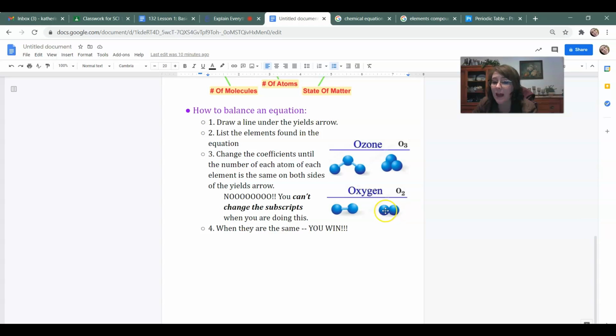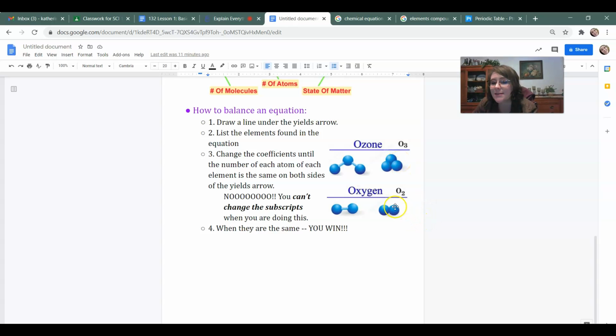So instead of just saying, oh, well, I need 3 oxygens on this side and adding O3, what you'd really be doing in reality is changing oxygen gas, which is breathable and essential to you for life, into ozone, which would kill you if you were breathing it in. So you can't just do that.